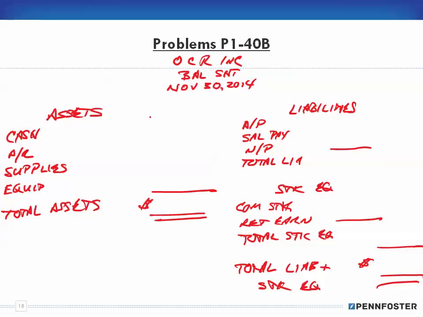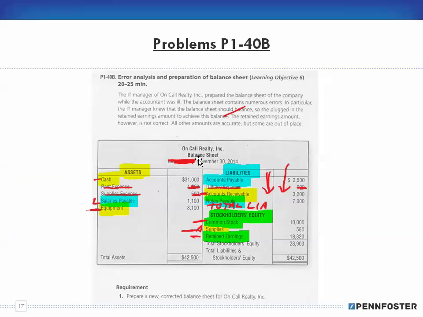So for cash, all right, since it's the first number in the column, I put a dollar sign so it shows that it is a dollar figure, and that was 31,000. Accounts receivable was $3,200. Supplies was $580, and equipment was $8,100. Okay, and just so you know, I'm getting these numbers right here. Here's my 31,000. Here is my accounts receivable of 3,200. Here is my supplies of 580, and here's my equipment of 8,100.